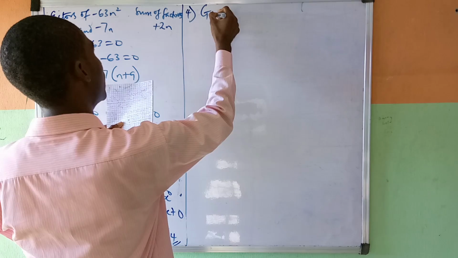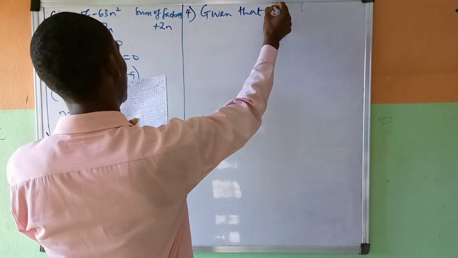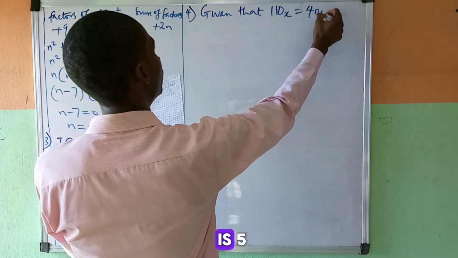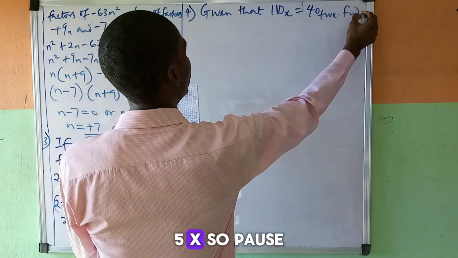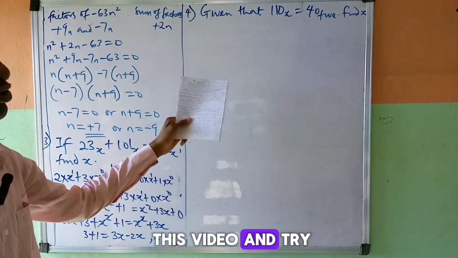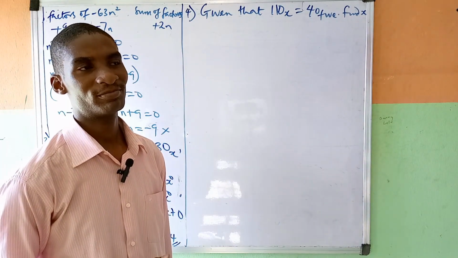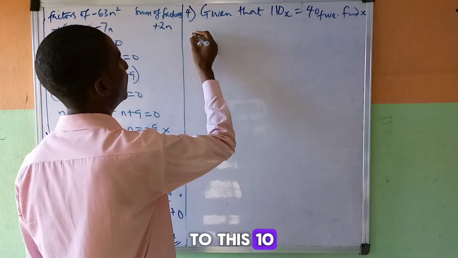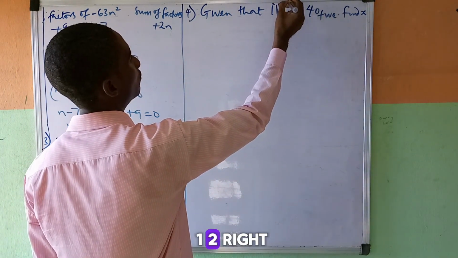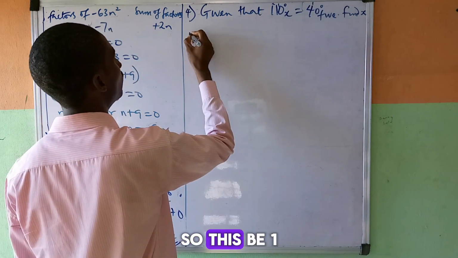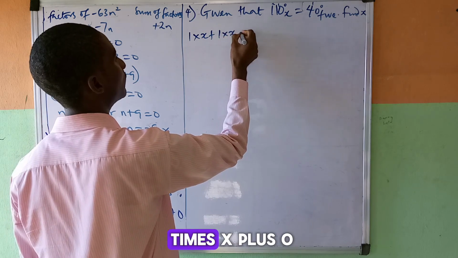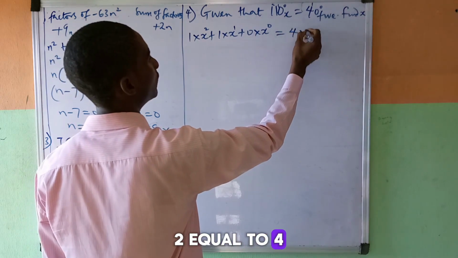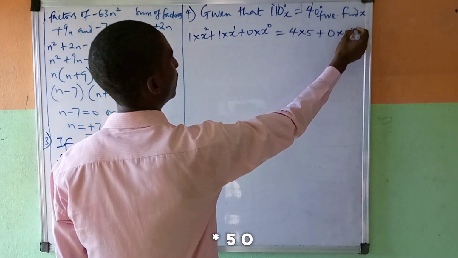That is the answer. Given that 110 base x equals to 40 base 5, find x. So pause this video and try to answer this question. Welcome back. I believe you have done that. So let's check it out. You convert both to base 10. That will be 0, 1, 2, right? So this will be 1 times x^2 plus 1 times x^1 plus 0 times x^0, equal to 4 times 5^1 plus 0 times 5^0.